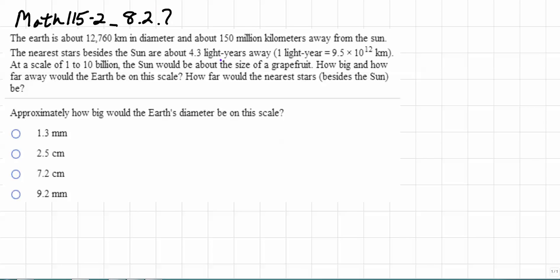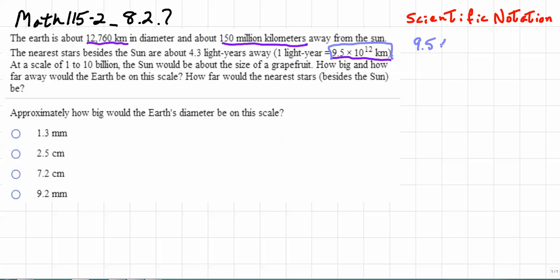For this particular problem, we need to understand that these distances that are being given to us are extremely huge. And we notice that this particular distance right here is given in scientific notation. We'll write this first number down because we are going to compare this number at some point. This is the distance to the nearest stars.